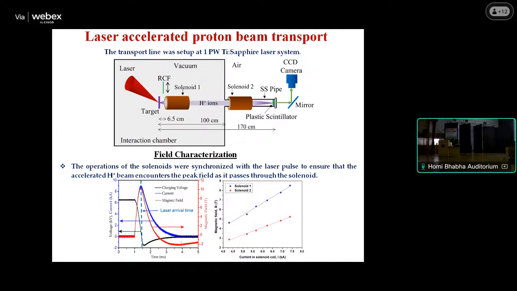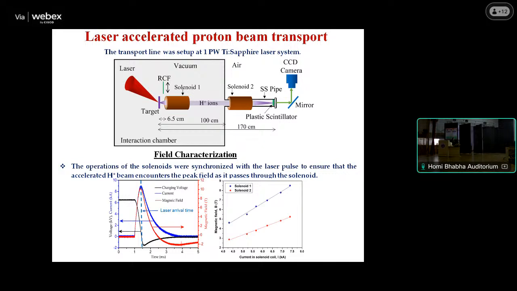So the same setup was then modified for the proton beam transport system. TNSA beams are mainly limited by two factors. One is the broadband energy spectrum, and the other one is the high divergence that the proton source has. So to address this, external focusing devices are used. We used a solenoid based system for this purpose. The transport line that we are using was set up at our 1 petawatt titanium sapphire laser system. The same setup was now modified for this.